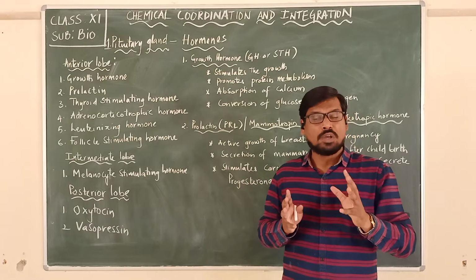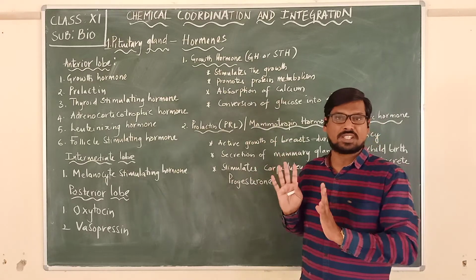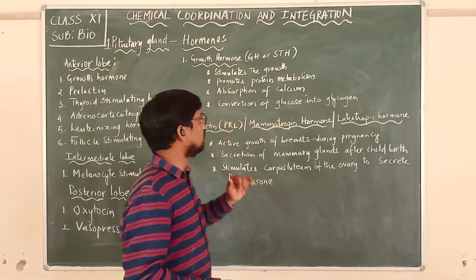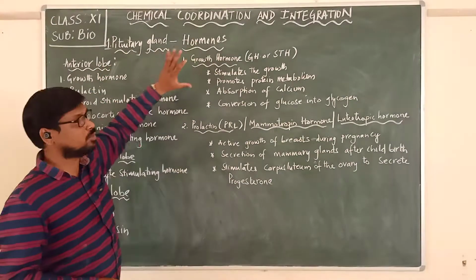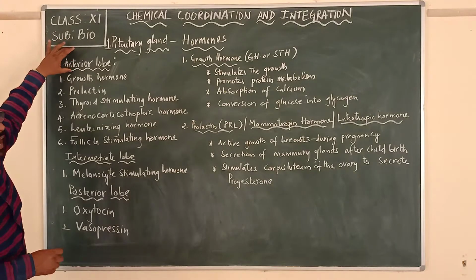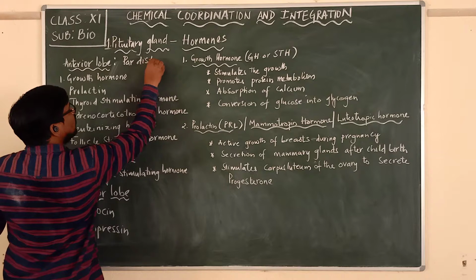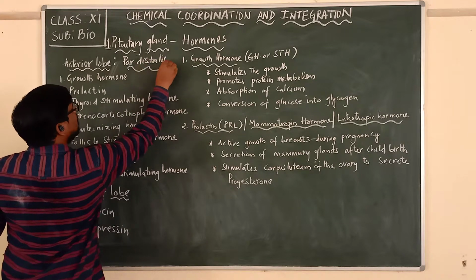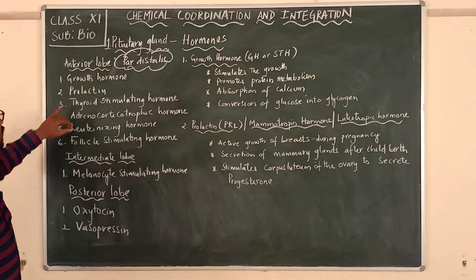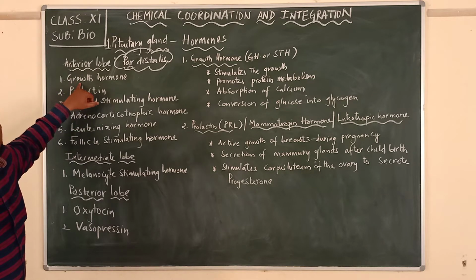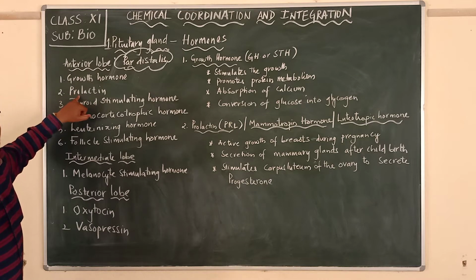From these lobes, what hormones are produced or stored, we are going to discuss now in this video. The first one is the anterior lobe, which we also call pars distalis. From the pars distalis, these are the hormones that are produced. The first one is growth hormone, and the second one is prolactin.